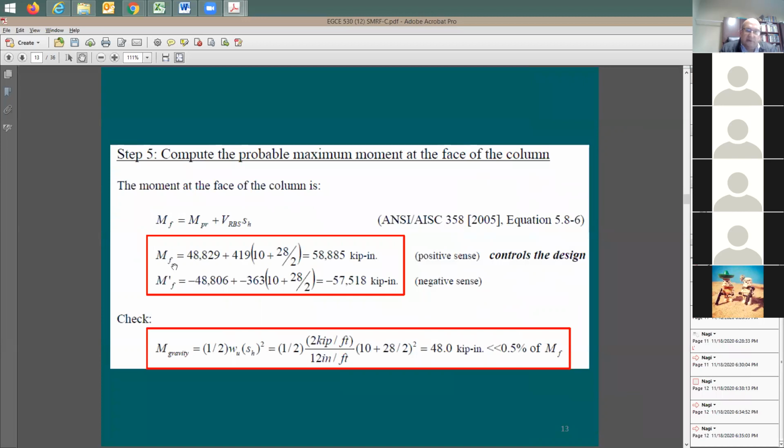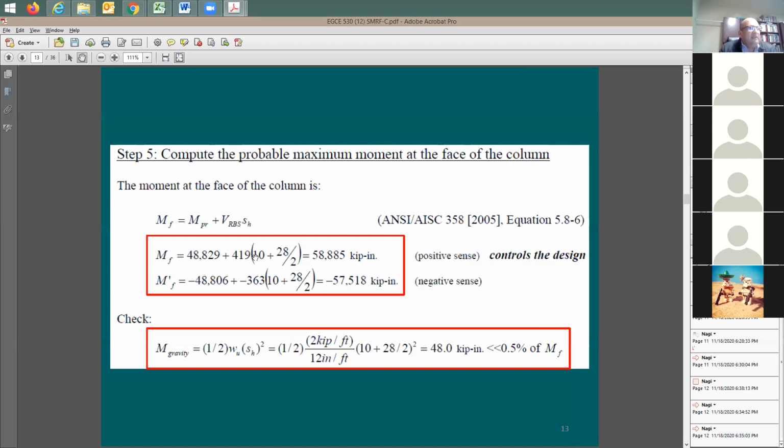Here is the moment at the face of the column, but this is in the beam itself. It's going to be equal to MPR, the mechanism moment which happens right at the center of the plastic hinge, plus V of the RBS times SH. Here's V of the RBS, 941, and then it says here, times 10 plus 28 over 2.